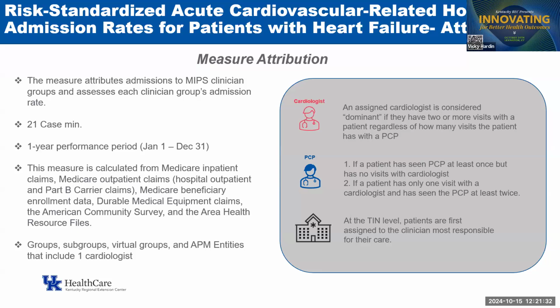If a patient has seen a primary care provider at least once but has no visits with the cardiologist, then that PCP will be attributed. If a patient has only 1 visit with the cardiologist but has seen the primary care provider at least twice, then that PCP also will be attributed that measure.